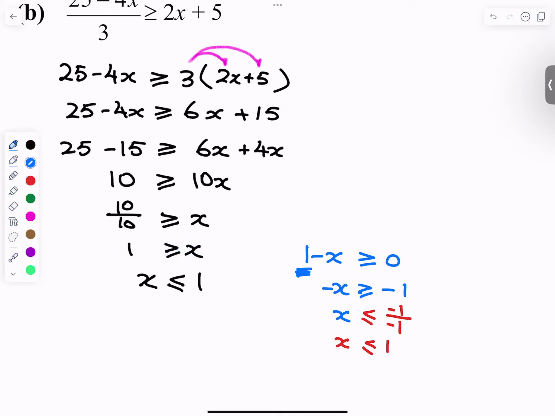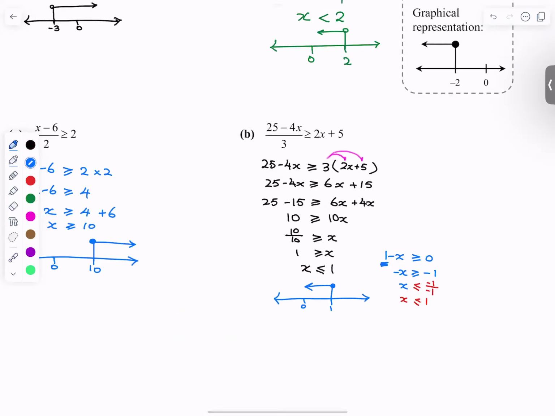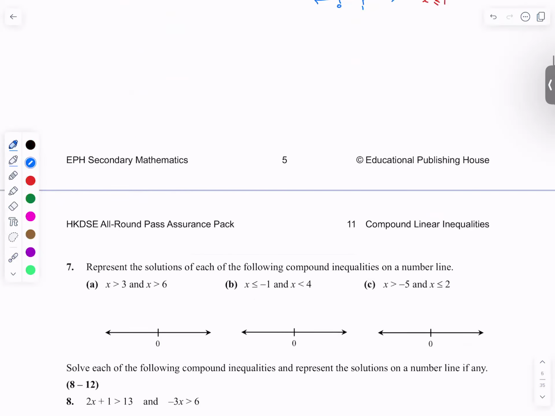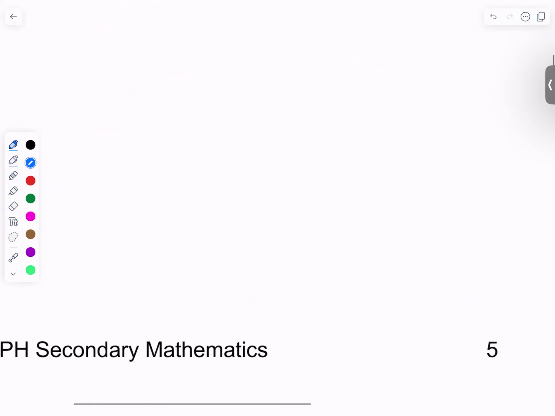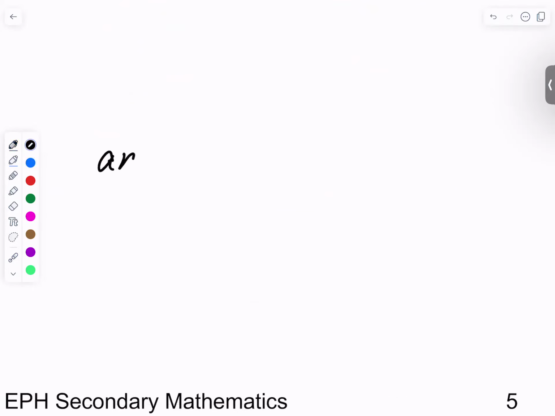And finally, do the drawing. Do I blacken the circle? Yes, because there's an equal sign. So finally, we learned the letters, the words. What does the word 'and' mean? And means satisfying all the equations.